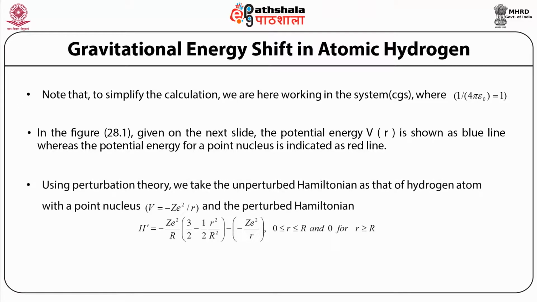Using perturbation theory, we take the unperturbed Hamiltonian as that of the hydrogen atom with a point nucleus, V equal to minus Z square by r, and the perturbed Hamiltonian H prime equals Z square by R into 3 by 2 minus 1 by 2 into r square by R square, minus of minus Z square by r, for r within 0 and capital R, and 0 for r greater than or equal to capital R.